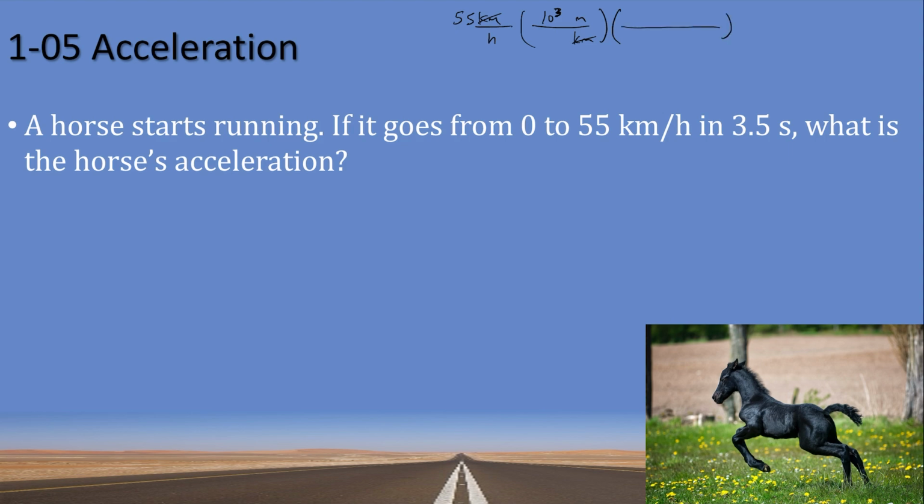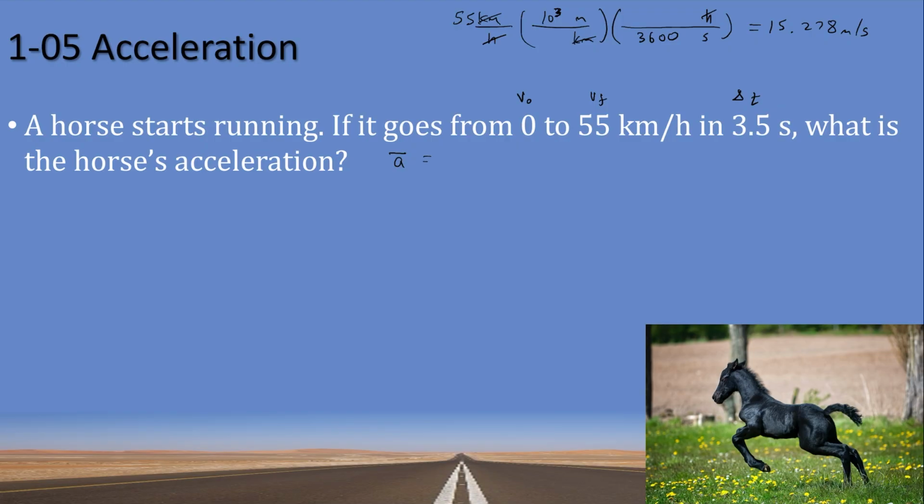And then I don't want hours, I want seconds. So hours is on bottom, so I'll put hours on top. Seconds is on bottom. 3,600 seconds is 1 hour. Run that through my calculator and I get about 15.278 meters per second. So, this is our initial velocity, final velocity. This will be our change in time.